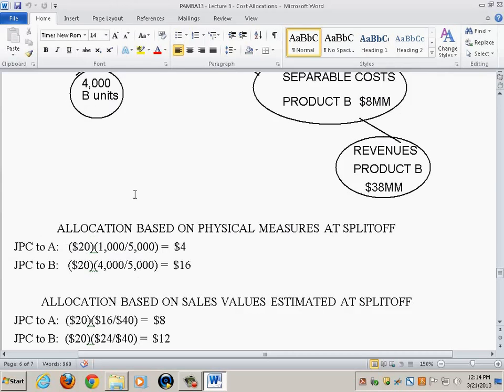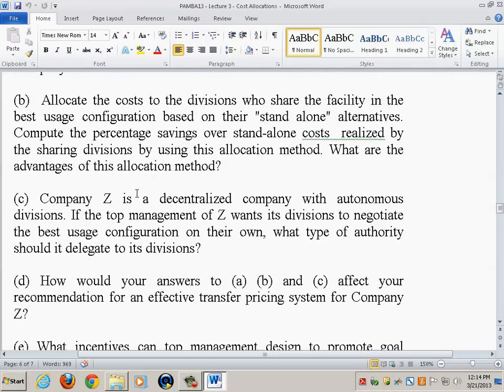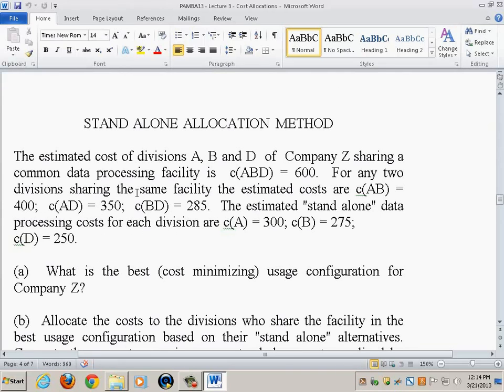Okay, finally, a final subject that we want to cover today. There is another method that's not covered in the text, but I just want to introduce you to it because it's conceptually appealing, and that's the standalone allocation method. Remember, we said the reason we have joint costs is because we use resources jointly to produce several products and services, and therefore we incur joint costs.